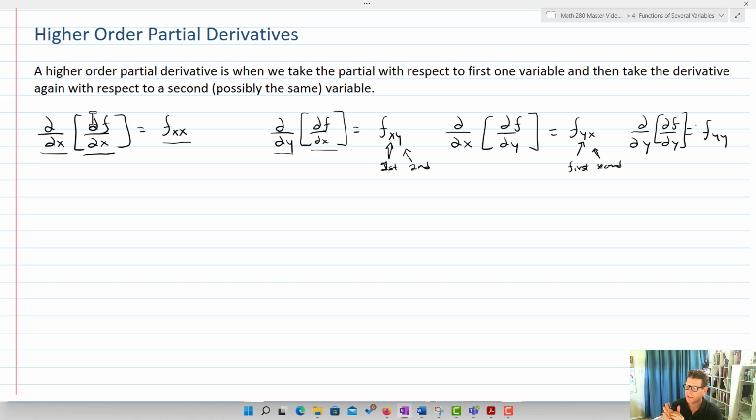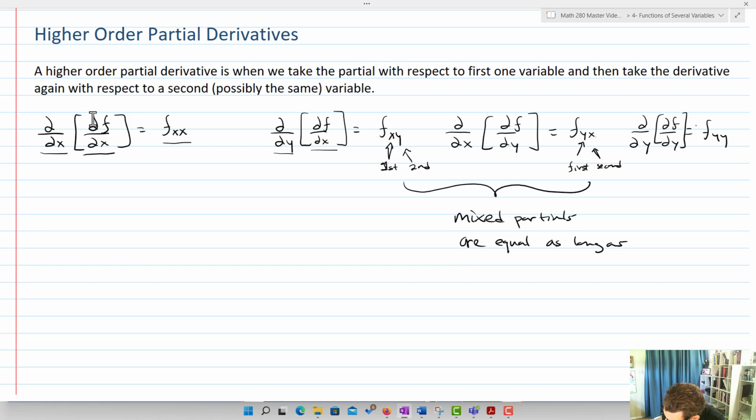What we're going to see is that as long as we have a continuous function on a disk of some sort, whatever disk we're working on, then f_xy is going to equal f_yx. These two are called mixed partials. The mixed partials are equal to each other as long as they are evaluated on a continuous disk, or a smooth part of the curve.